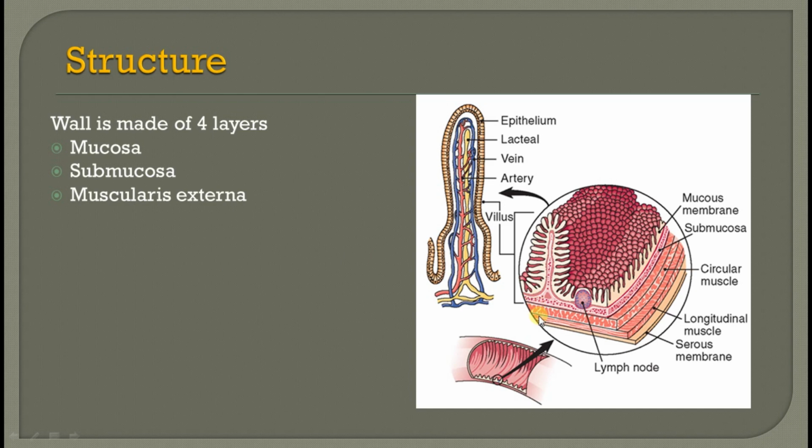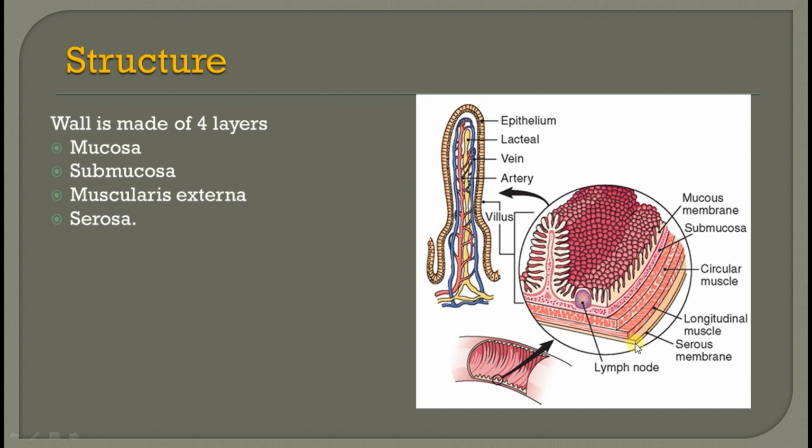Next to the submucosa, you see the muscularis externa, which is divided into the inner circular layer and outer longitudinal layer. Between these two you have the myenteric plexus, which serves as the ganglionic fibers of the parasympathetic system. Next to the muscularis externa is the serosa, which is mainly formed by the visceral peritoneum. So: mucosa, submucosa, muscularis externa, and the outermost covering is the serosa.